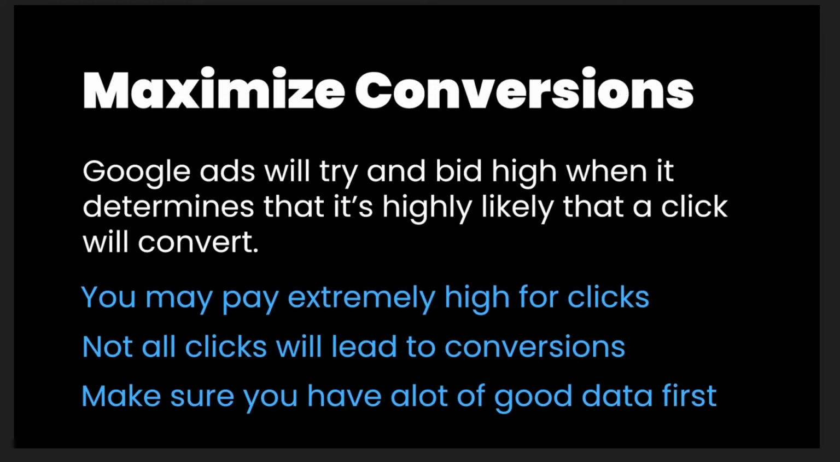Okay, moving on. Let's talk about maximize conversions. Okay, this is the most dangerous setting. This is the setting that's going to burn through your budget extremely quickly. Okay, Google Ads will try and bid high in all auctions when your keywords or your key phrases are involved. So if Google feels that it is likely that a customer who clicks on that ad will convert, then Google will push up the bid as high as possible in order to increase the chances of a conversion.